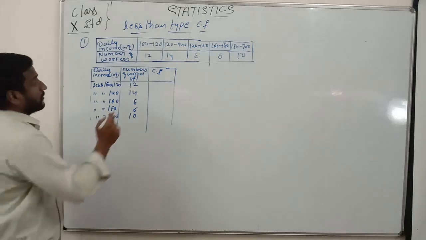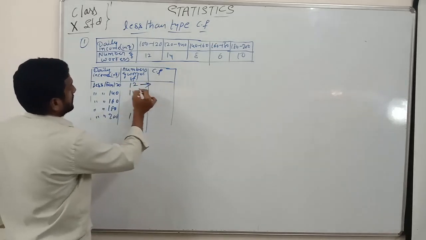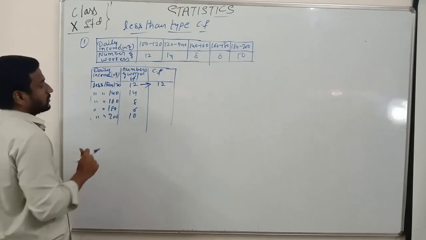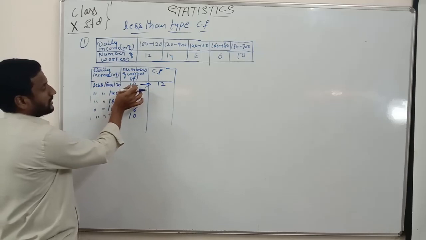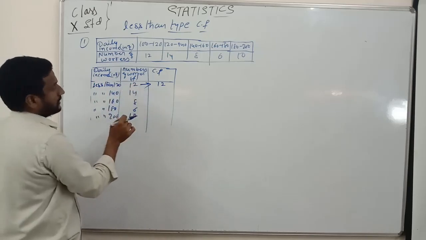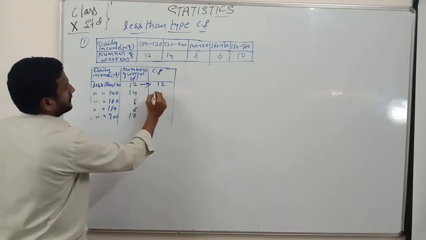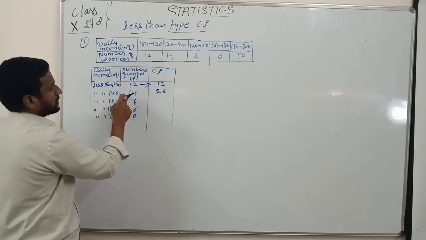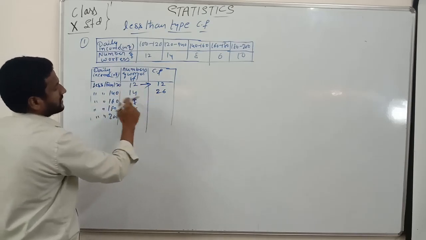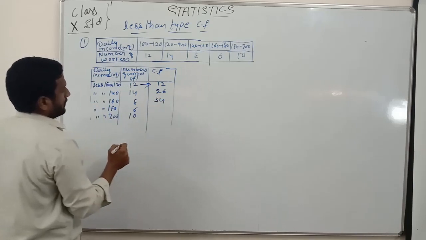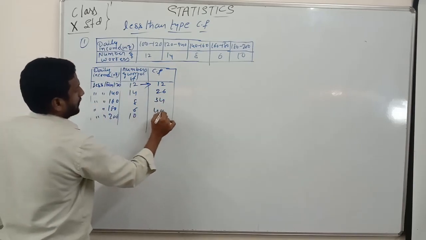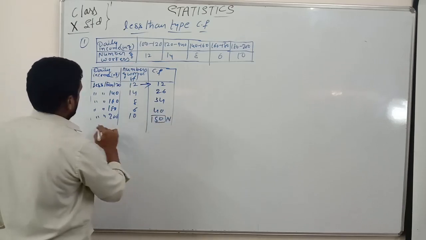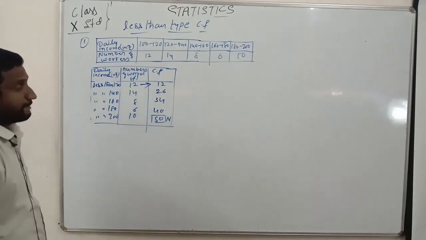Now how do you find this cumulative frequency? For less than 120, 12 members are there. Less than 140 means these 12 members also will come, and these 14 members also will come. Therefore, 12 plus 14, 26 you can write here. Again, less than 160 means these 8 workers also will come along with this. So 26 plus 8, 34. Again 34 plus 6, 40. 40 plus 10, so 50. This is nothing but n.